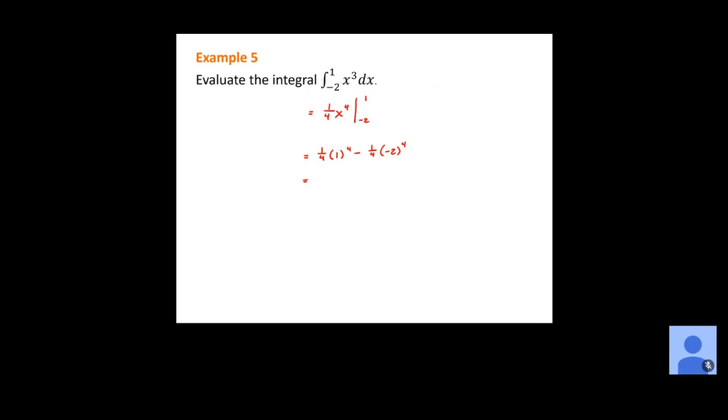Okay, if we do that, what's 1/4 times 1 to the 4th? Good, that's just 1/4 minus, and then 1/4 times -2 to the 4th should give us what? Good, that's 16 over 4, which is 4. And if we subtract that, what do we get? Good, -3.75. Or again, if you prefer the fraction, that would be -15 over 4. Either one of those answers is fine.